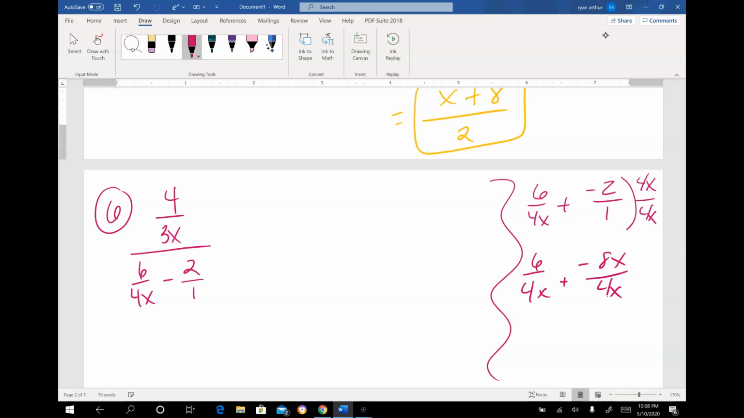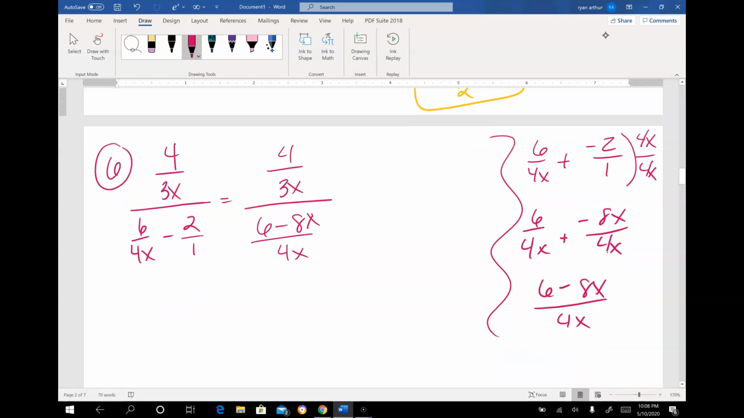I got a common denominator, so I can smush the top. It'll be 6 minus 8x over 4x. So now I have 4 over 3x all over 6 minus 8x over 4x. Keep, change, flip.